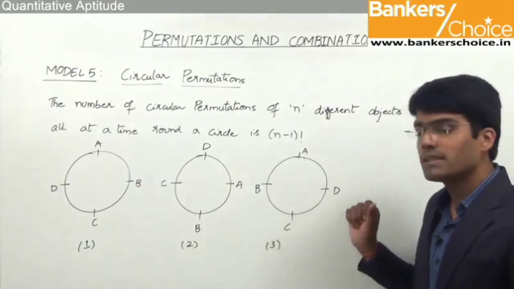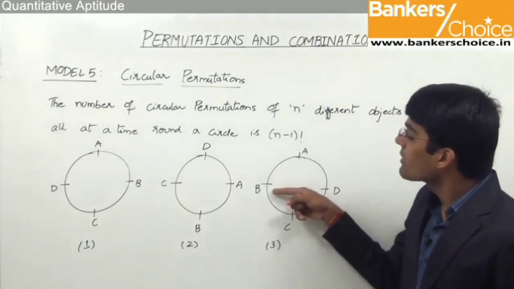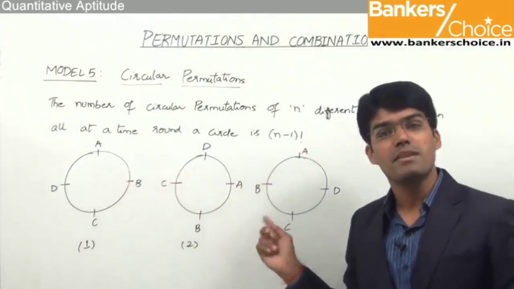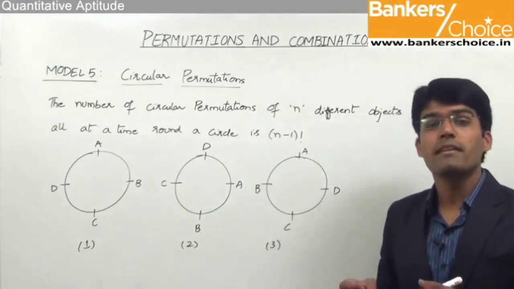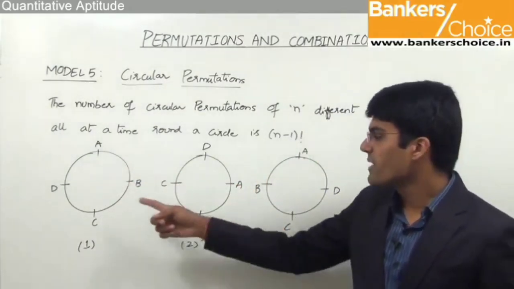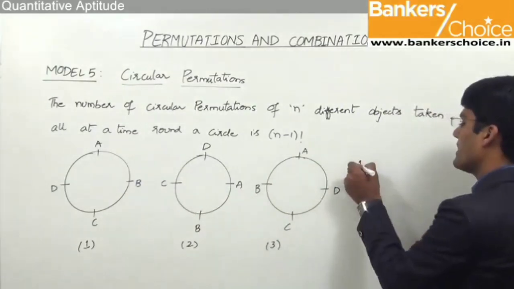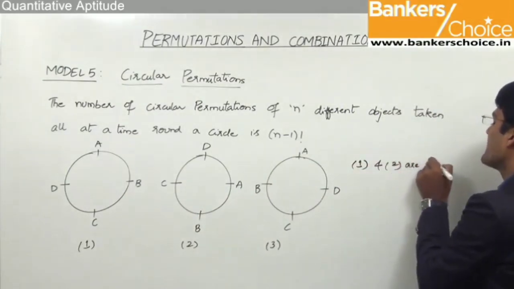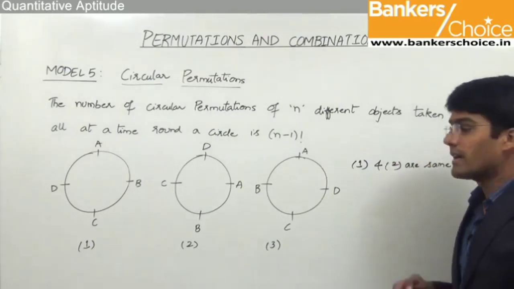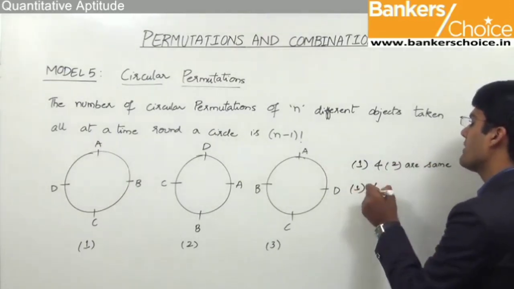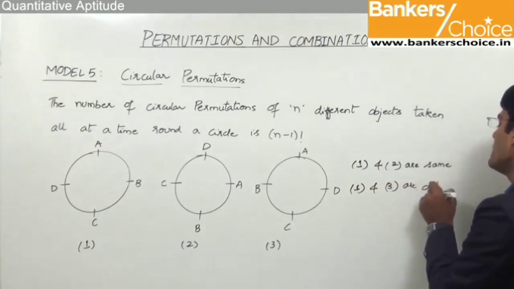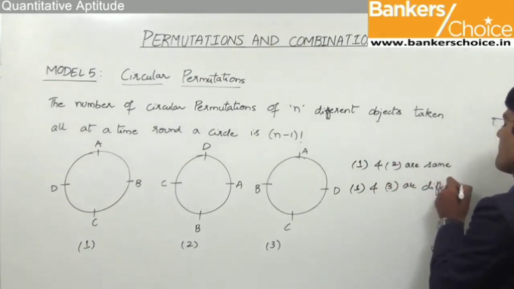But when we compare with the third one, the sequence is not the same. In the clockwise direction it is BAD, whereas in the first 2 cases it was DAB. So that is the reason only relative positions have to be considered. So first and second are the same. Arrangement 1 and arrangement 2 are exactly the same to each other, and first and 3 are different. The first arrangement and the third arrangement are totally different from each other.